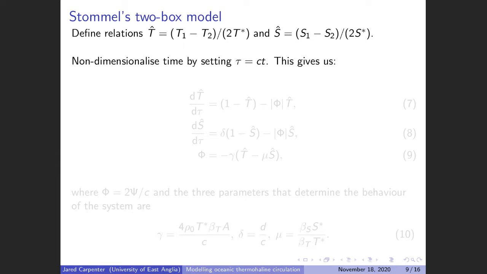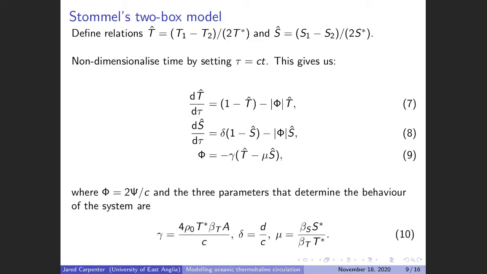Now we can non-dimensionalize time by tau. It's just C as we saw earlier, which is 1 over time, times time, so it has no dimensions. But as it's just proportional to time, as time increases, tau increases, so it's still useful. Now we get this. It's a two-dimensional system of prognostic equations for T and S, and we also have phi there instead of psi. Phi we define as 2 psi over C. And we've got three parameters now which determine the behavior of the system. So we've got gamma, delta, and mu.